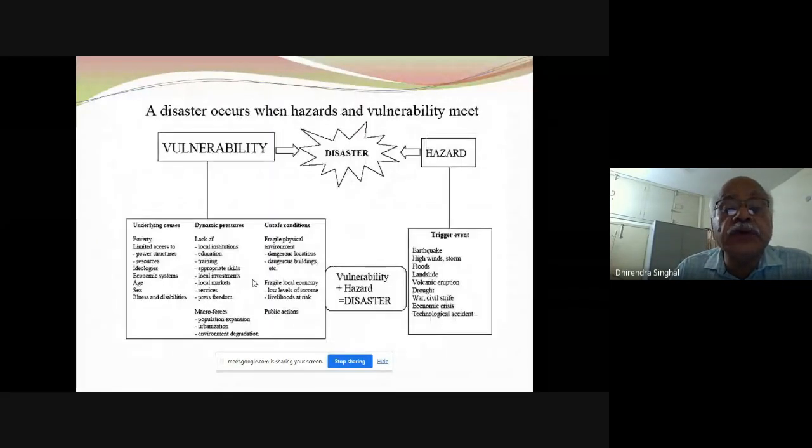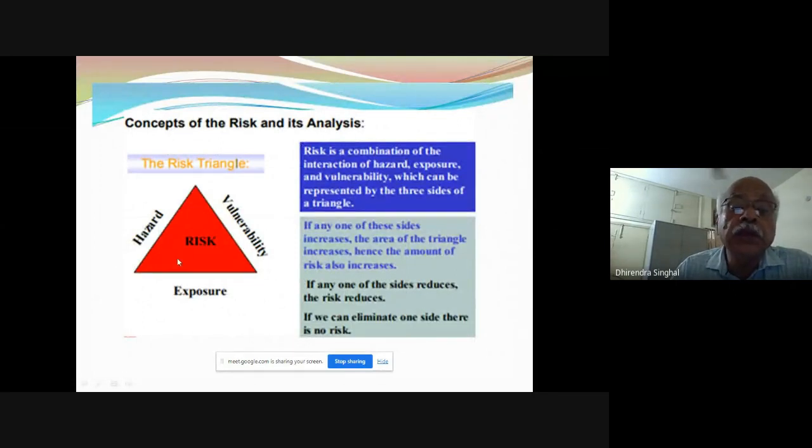I think the best way to understand this is the triangle. You see this triangle, one side is hazard. Hazard here we are calling, for example, earthquake, flood. All these are hazards. Vulnerability, as I said, means weakness. For example, if all the buildings are earthquake resistant, that means vulnerability is less. If the population is more, that means vulnerability is more. That shows vulnerability. Then exposure, for example, floods are very high, or the earthquake intensity is very high.